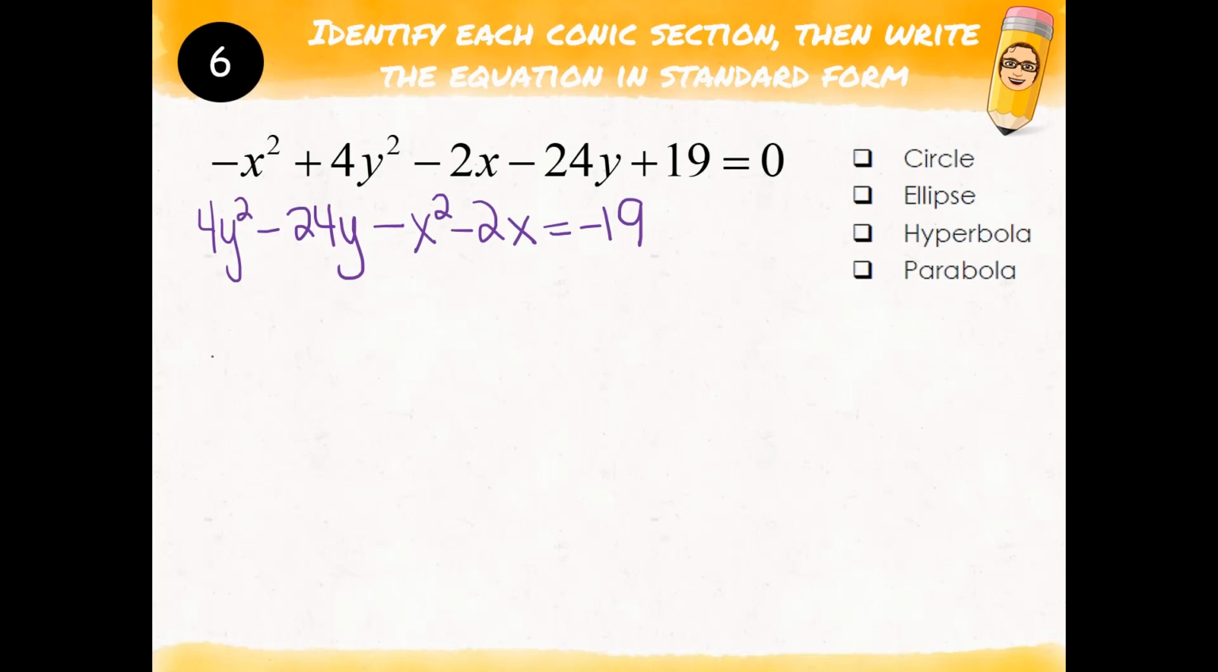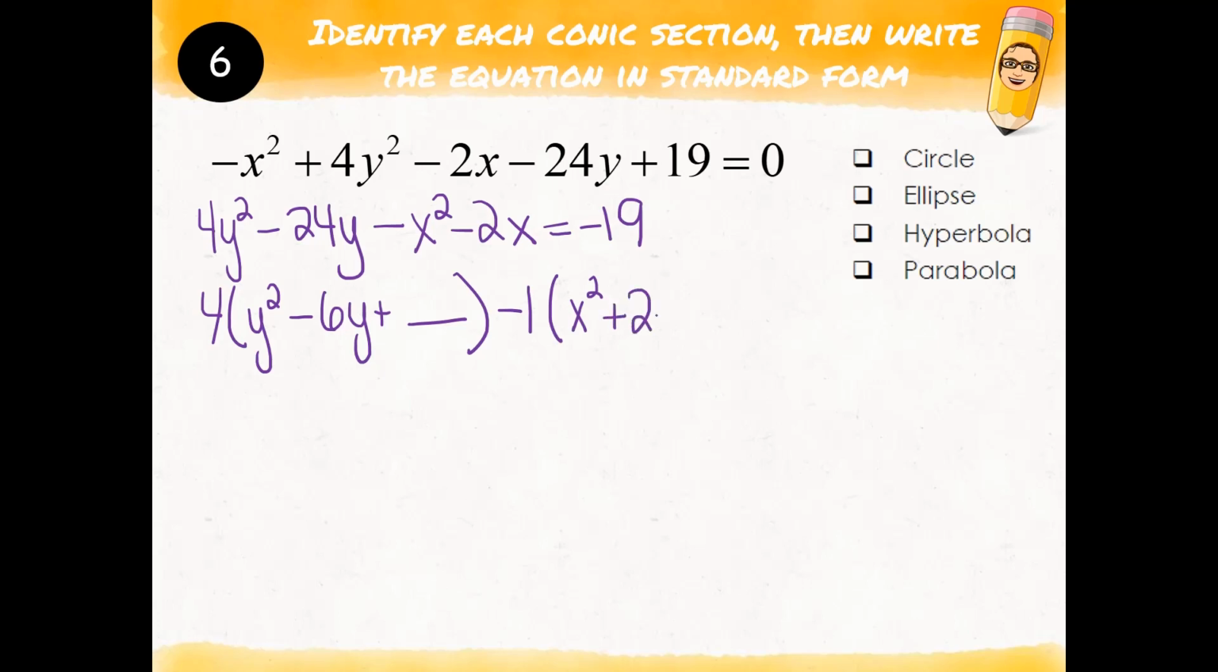So first thing I notice is I do have to factor out from the y's. So I'm going to factor out a 4 because I need a 1 here to complete the square. Put my blank. This guy also needs to be factored out. You need to take a negative 1 out.